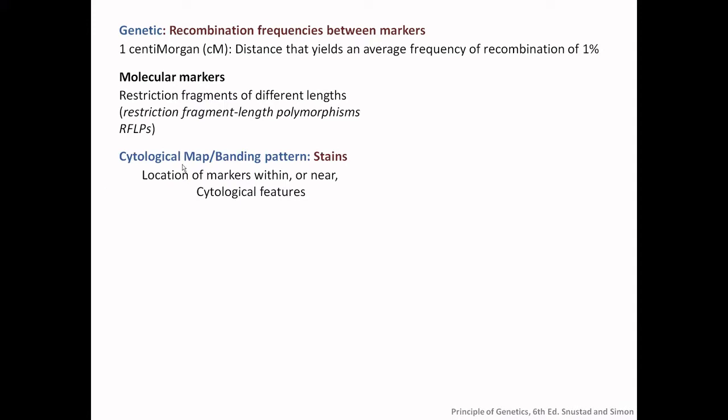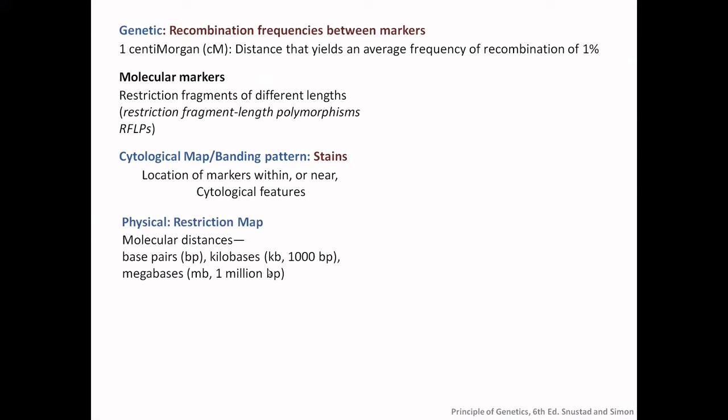Then the second type of map, the cytological map, is prepared using different types of dye or stain, by preparing the banding patterns of the various chromosomes. Each of the chromosomes can be identified based on the shape, size, and length, so that we can give different names to the different chromosomes. So the location of markers is near the cytological features, because each chromosome has 2 arms around the centromere. One is long and the other is short, that we will see on the image.